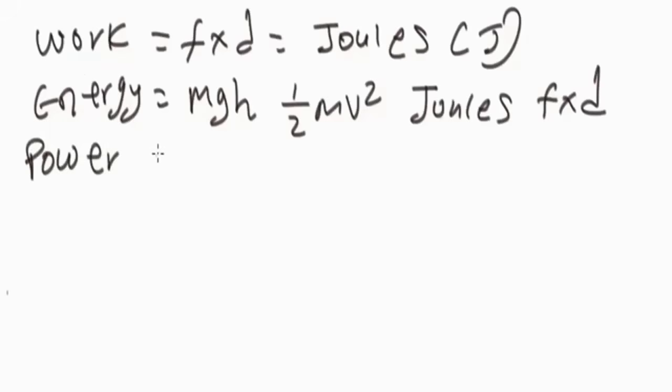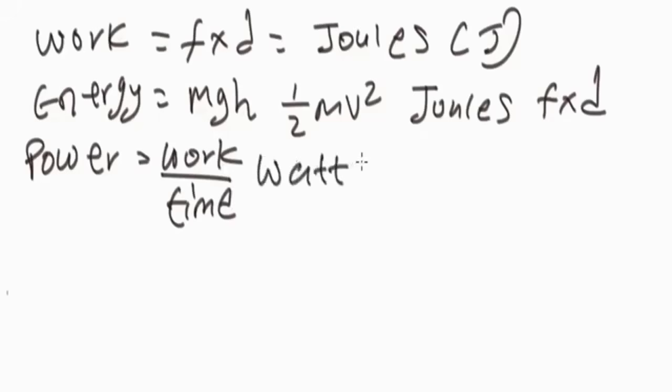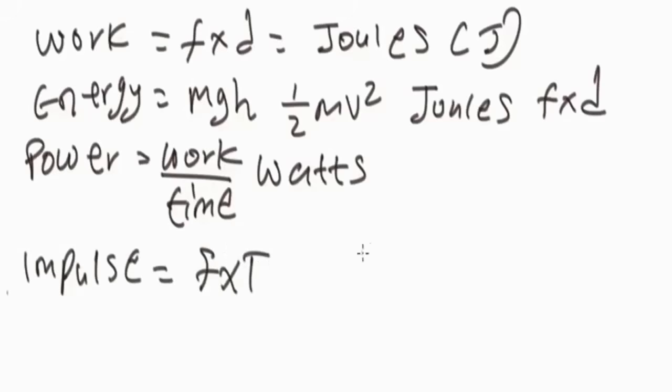So power is calculated using work over time, and is measured in watts. Alright, so we also have our impulse. Impulse is calculated using force times time. The unit of impulse is Newton second. We can also measure impulse in kilogram meter per second. So any one will work. These are the basic derived quantities we have in physics.